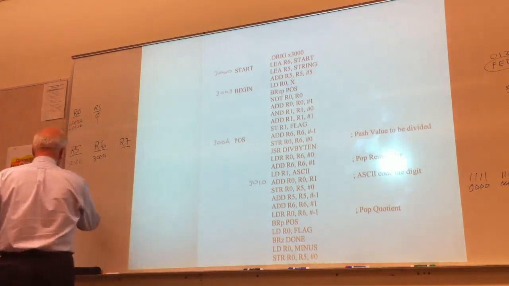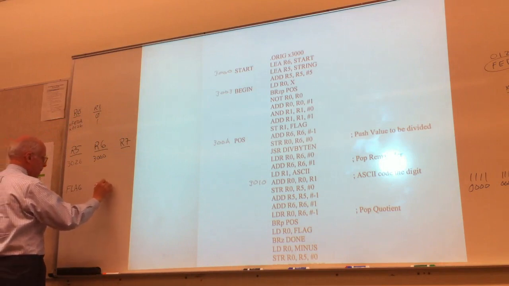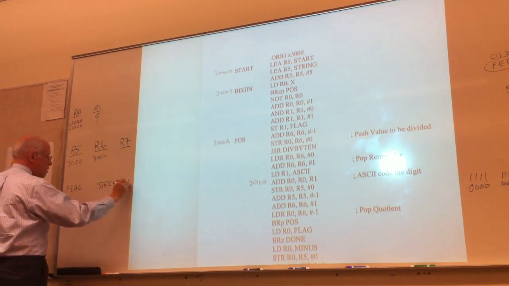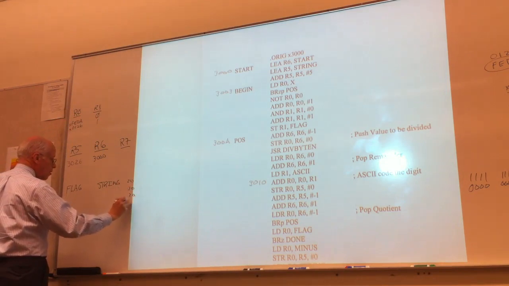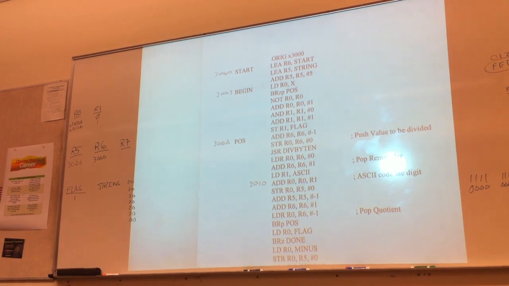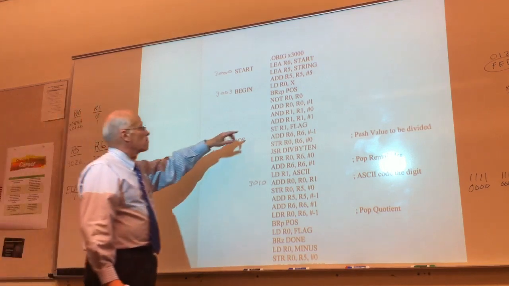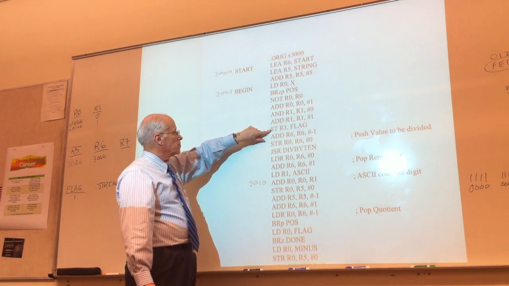Let's see, we're going to want to keep track of these things. String looks like this. Flag now is going to have a 1 in it. That's just a way of remembering that my number is negative, but I want to work with it as I start trying to find the digits, work with it as a positive number. Okay, so I store that at flag.